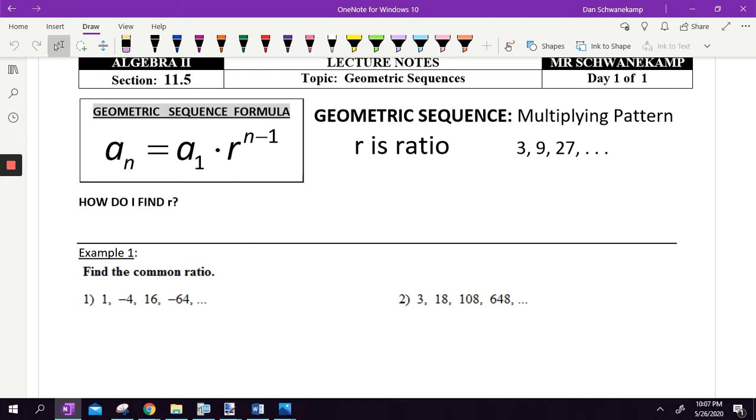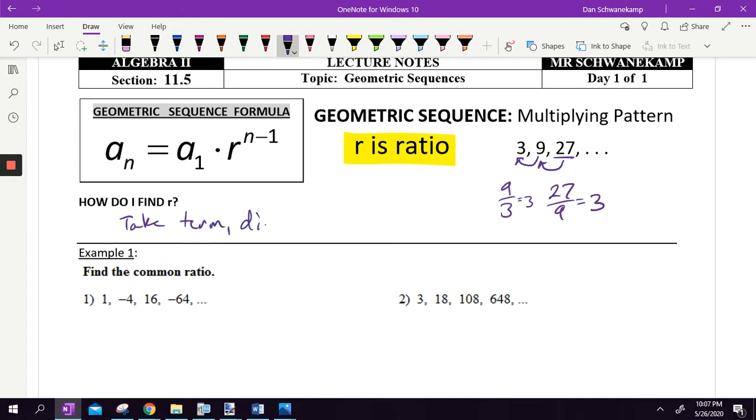Geometric sequence, remember, r is ratio. Ratio stands for what you multiplied each time. So if I've got 3, 9, 27, if you want to find the ratio, all you've got to do is take a number and divide by the number in front of it. So 27 divided by 9 would get me 3. And if I wanted to make sure it was the same ratio, I would pick two other numbers, divide them, and make sure I got 3. All right, so how do I find r? Take a term, divide by the previous.